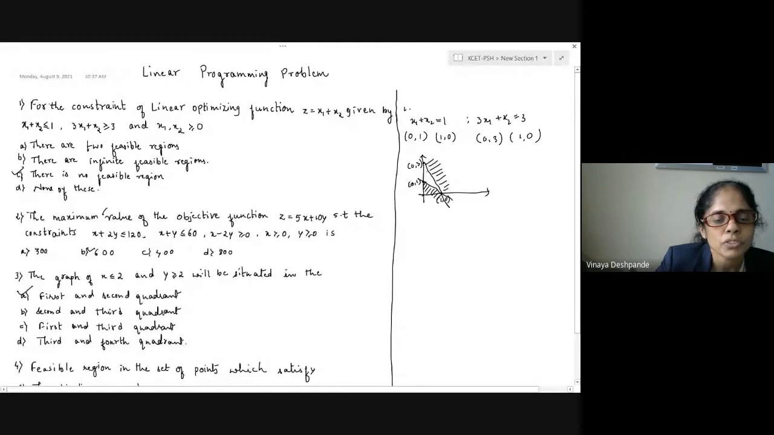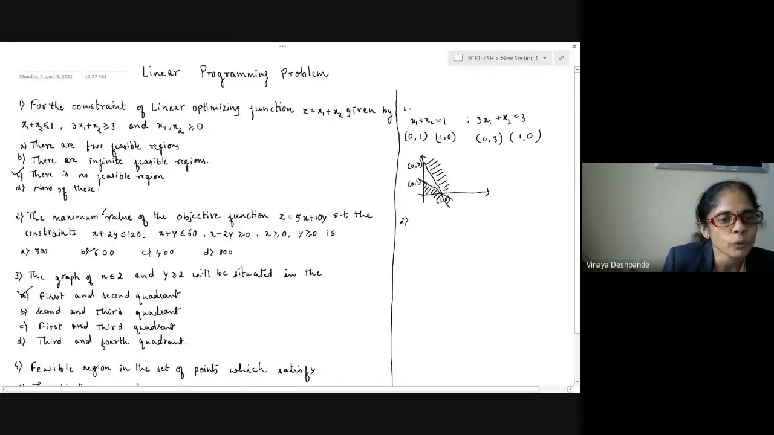Okay, correct. So here we cannot find any common shaded region, right? Therefore there is no feasible solution. If there is a common shaded region, then we can say that it is a feasible solution. Here this shows downwards and this is upwards, so there is no feasible region. So the answer is C.